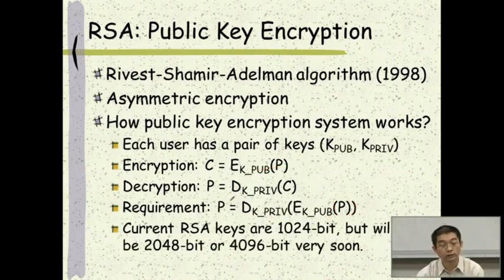Currently, the key size for RSA is about 1,024 bits, but very soon it's going to be doubled or even quadrupled. So let's see what the encryption and decryption algorithms are, what schemes RSA is using here.